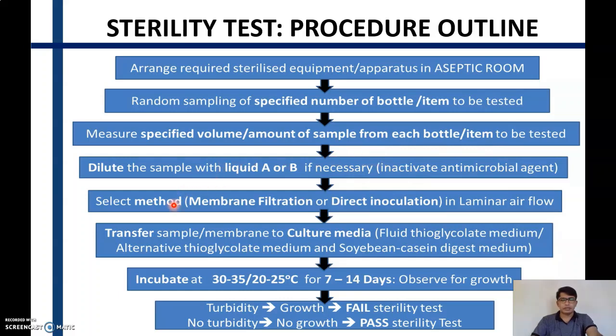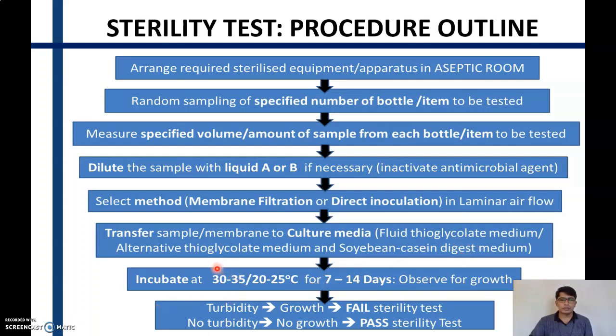And after diluting we will select either method A, that is the membrane filtration, or method B, that is the direct inoculation, and we will perform this method in a laminar airflow unit with a HEPA filter. Then after performing this method we will transfer either the sample in case of direct inoculation or the membrane in case of membrane filtration to a culture media which is specified in the monograph. In IP, these media are fluid thioglycolate media, alternative thioglycolate media, or soybean casein digest media.